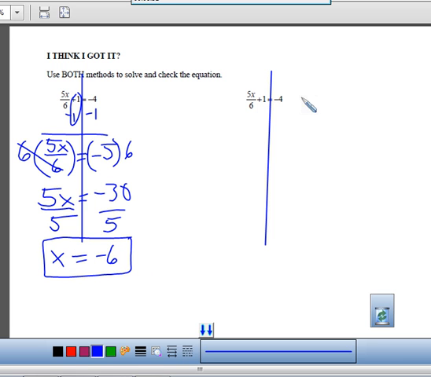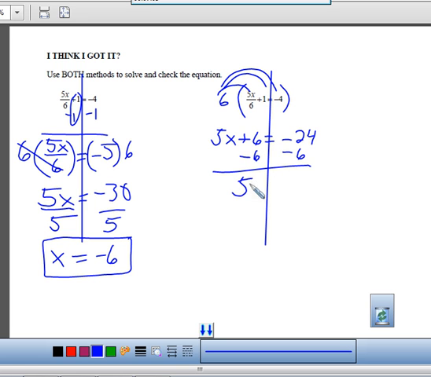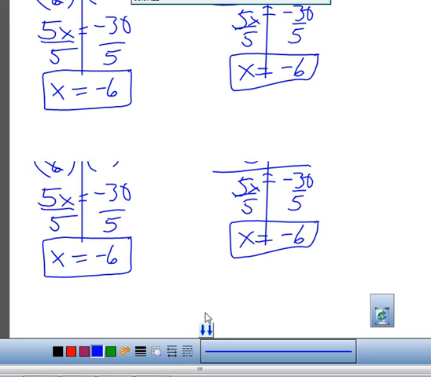Easy peasy. Now we're going to do the distributive property. Multiply everything by 6, and you get 5x plus 6 equals negative 24. Subtract 6 from both sides. 5x equals negative 30. Divide by 5. And you get x equal to negative 6. Alright, so we got the same answer both times.